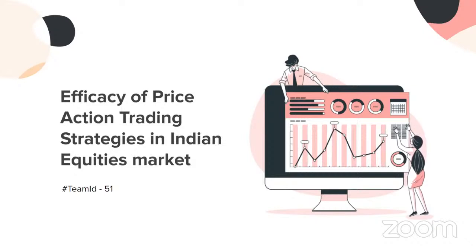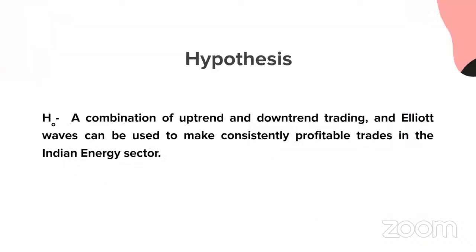Hi Pradipto, hi Varun. This is Jivesh and this is Team 51 presenting our version of efficacy of price action trading strategies in the Indian equities market. Dhruv, please go next. So our hypothesis is pretty simple because we figured that we only needed a price action strategy. So we didn't try to include any technical, sentimental or fundamental analysis in it. We have basically combined uptrend and downtrend trading using allied waves, and our hypothesis is that a combination of uptrend and downtrend trading and allied waves can be used to make consistent profitable trades in the Indian energy sector. So we have chosen a specific sector, and why we have chosen it, we'll be figuring out next.